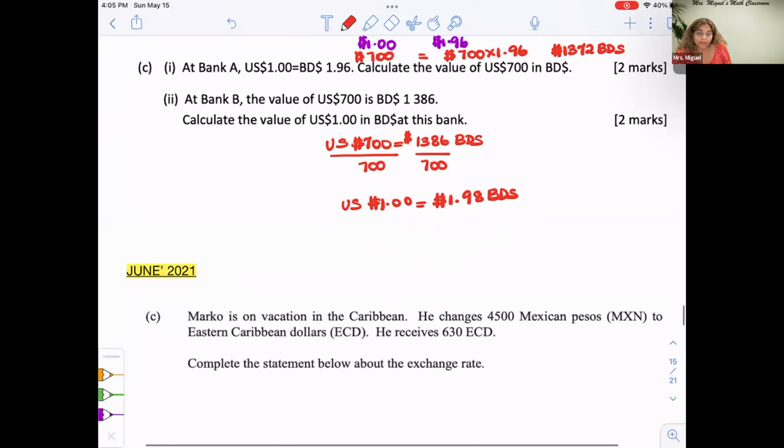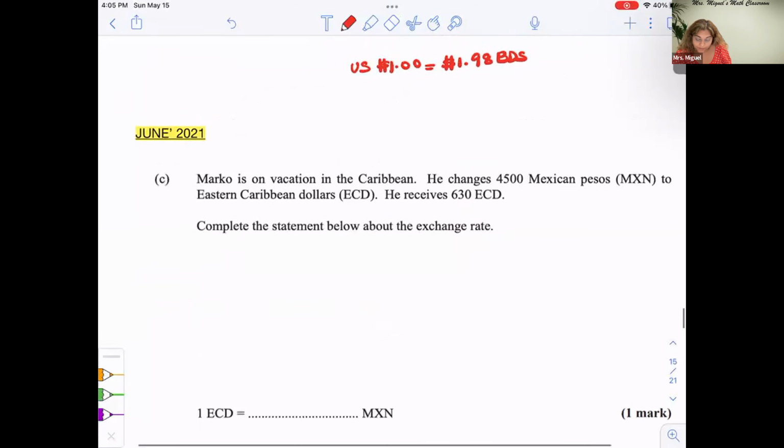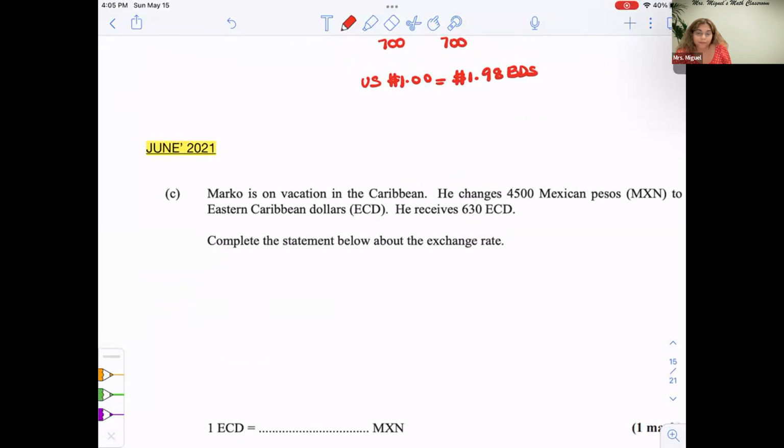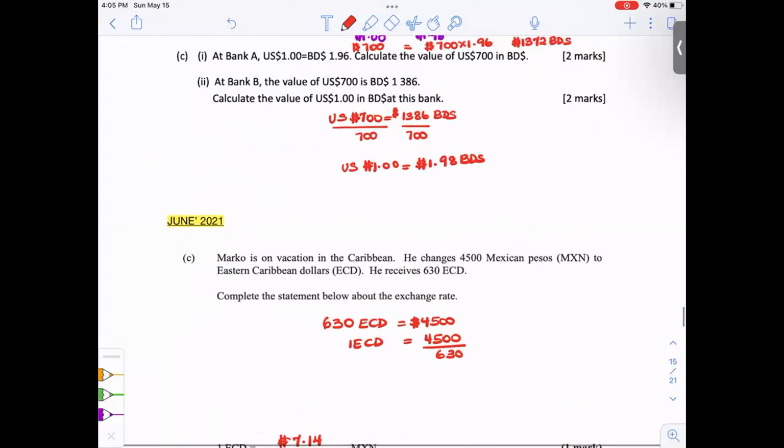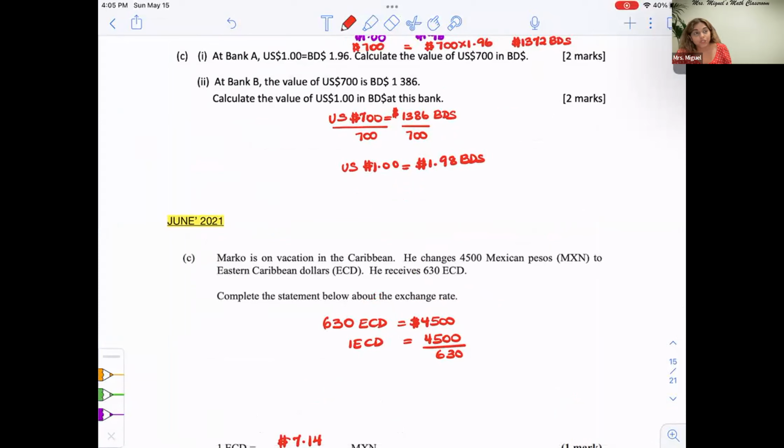Marco is on vacation in the Caribbean. He changes 4,500 Mexican pesos to EC. So for 630 EC dollars, he gets 4,500 Mexican pesos. So 1 EC dollar is 4,500 divided by 630. The answer is $7.14. All right. So we have touched on a number of topics that CXC can bring for the consumer arithmetic part.